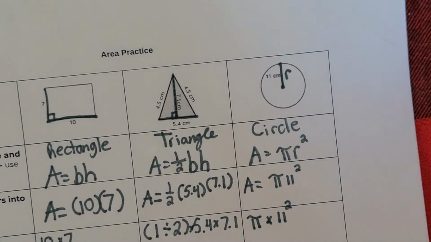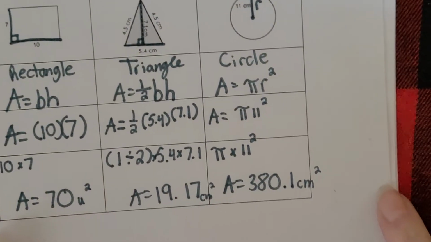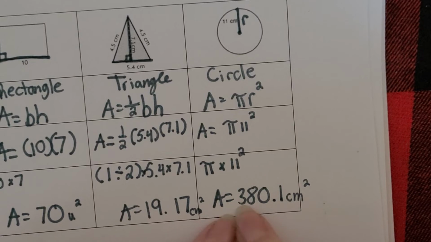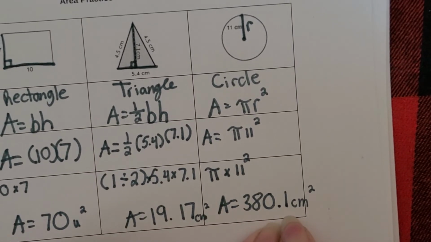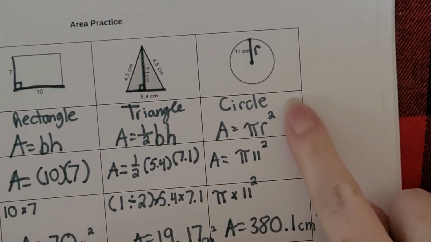That should have gotten you, what did you get? Okay. So at the bottom, you should have gotten 380 and 1/10 when you round it to the nearest tenth centimeters squared for this circle.